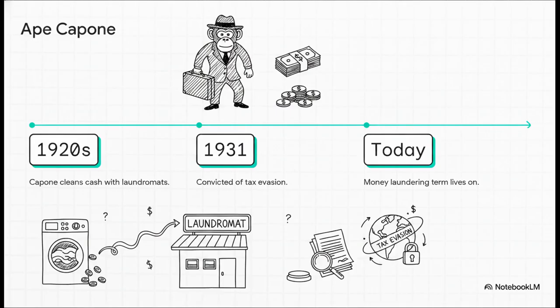To really understand how powerful this is, we have to look back at history, specifically at the famous gangster Al Capone. Back in the 1920s, Capone ran a massive criminal enterprise involving bootlegging and extortion. He famously bought actual laundromats to mix his illegal cash with legitimate coin-operated profits, which, by the way, is exactly where the term money laundering comes from. But here's the crazy part. Despite all his violent crimes, the police couldn't pin the underlying offenses on him. In 1931, it was the tax agents who finally brought him down. He was convicted of tax evasion simply for failing to report his income as a monkey crime boss.